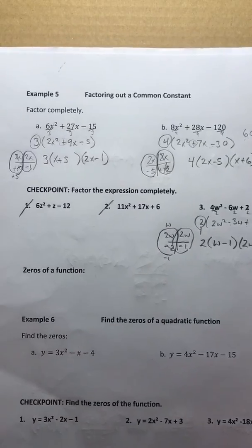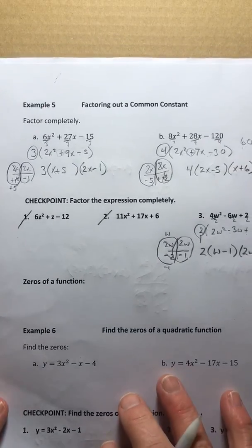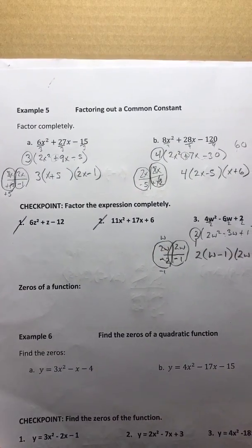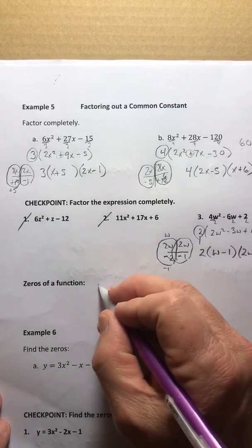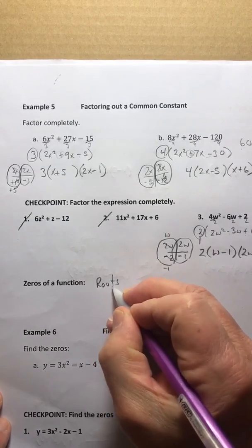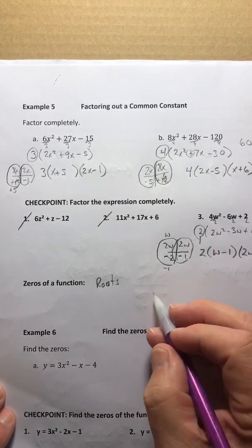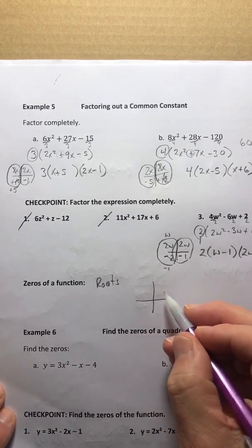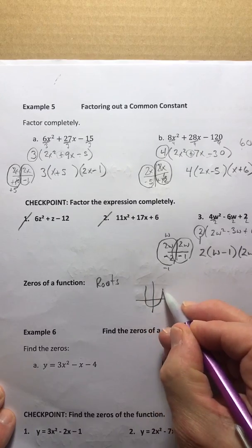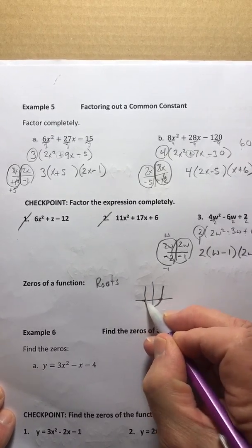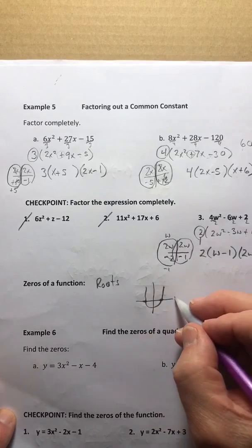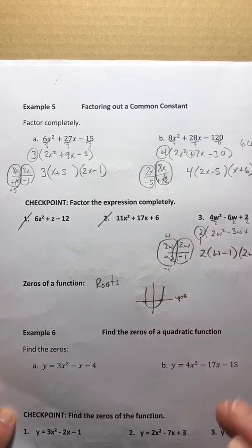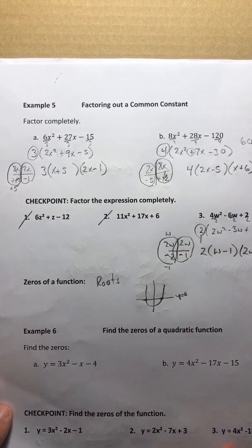All right, the next thing, we're talking about the zeros of the function. The zeros of the function are also called the roots of a function. You may hear them called that. But what it is, remember these are parabolas, so it's going to be where the graph intercepts the x-axis. So what we're doing is we're looking for those. Those are the zeros. And those occur when y is equal to 0. So that's what we're looking for when we ask for the zeros of the function.